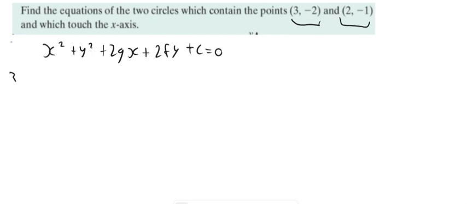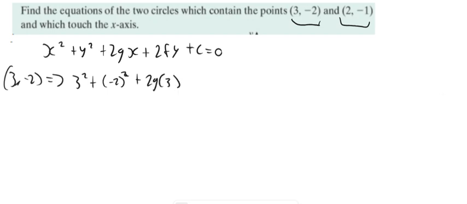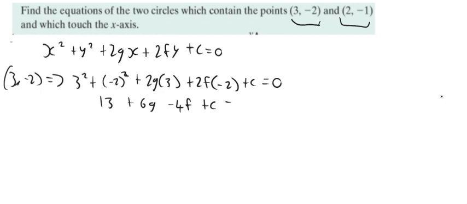So if I just sub in the point 3 minus 2 first of all. So 3 squared plus minus 2 squared plus 2g times 3 plus 2f times minus 2 plus c is equal to 0. So that's 9 plus 4, so that's 13, plus 6g minus 4f plus c is equal to 0. So 6g minus 4f plus c is equal to minus 13.